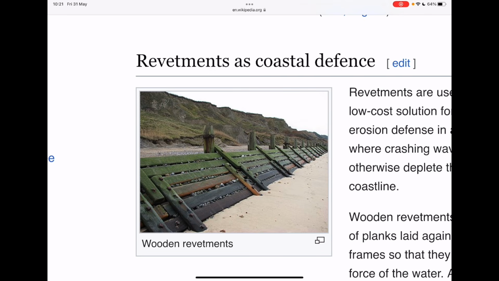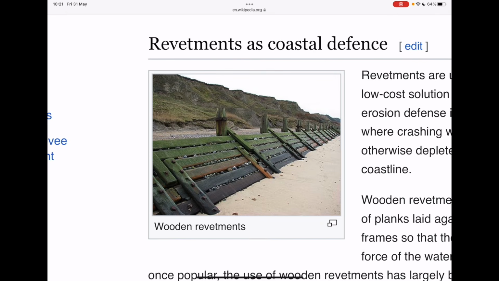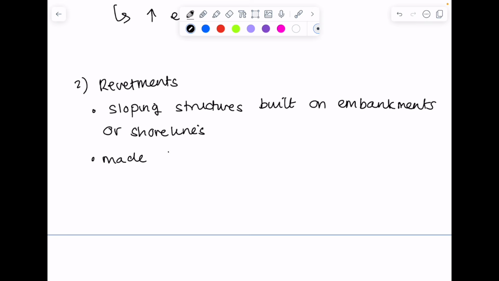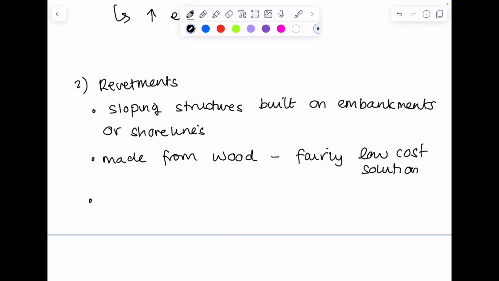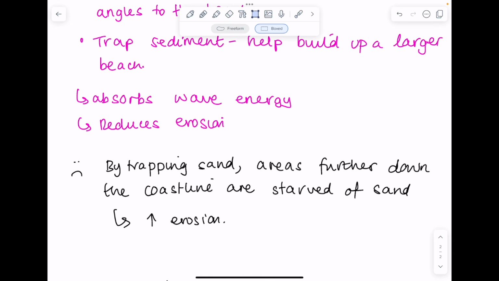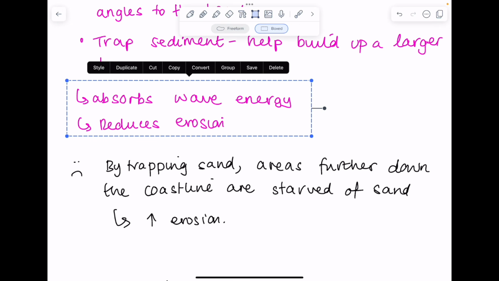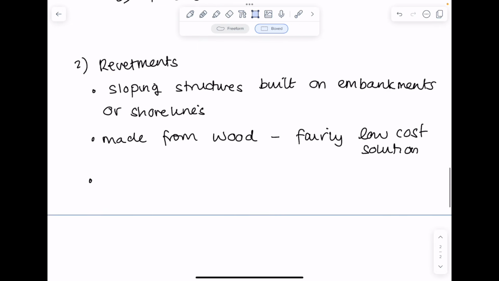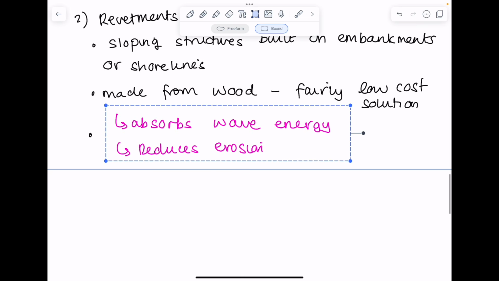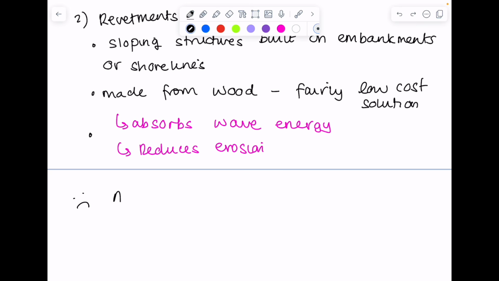Obviously once they start rotting then they'll need replacing, which will have a large impact in terms of cost. Because they're made from wood, they're a fairly low cost solution. And again, we can steal this point here saying that they absorb wave energy and reduce erosion. But the sad thing about them is that they are aesthetically unappealing.